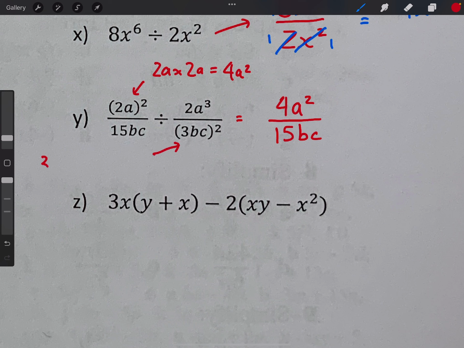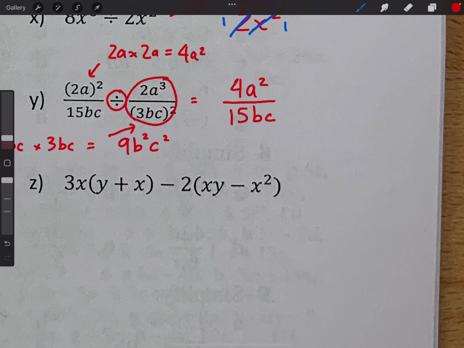I'm gonna get 3bc times 3bc. And that's going to give you 9b squared c squared. Now because we're dividing, we're going to flip this upside down. So 9b squared c squared is going to go to the top. So 9b squared c squared is flipped to the top. And the bottom will be 2a cubed, and we change this one to a times. Alright.